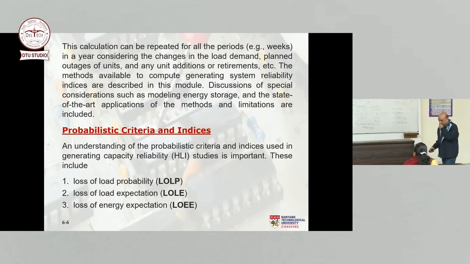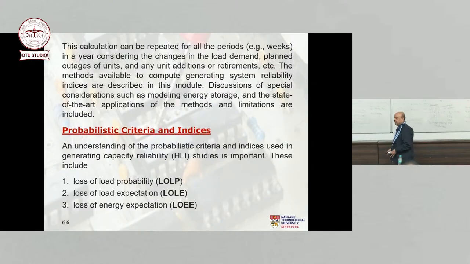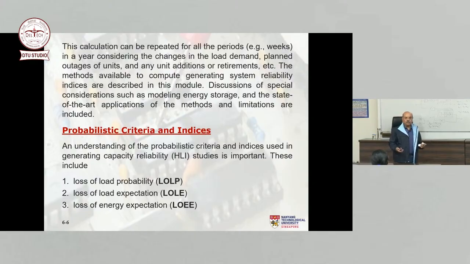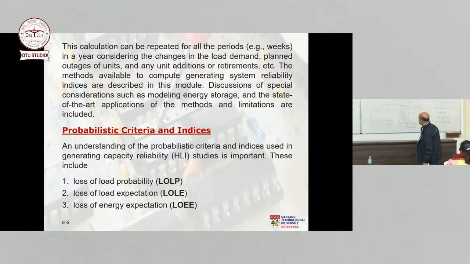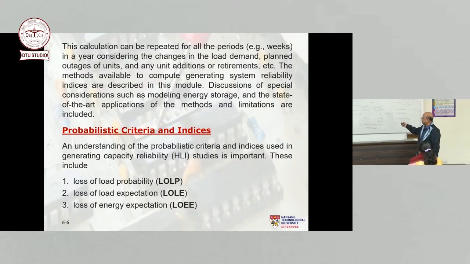So we can repeat that calculation for weeks, we can repeat it for months, we can repeat it for years. And depending upon the load model, are we using the hourly loads? Are we using the monthly loads? Are we using the daily loads? Accordingly we will be able to get the reliability indices and so on. So the probabilistic criteria that we use for generation system reliability and the most popular indices, I just want to elaborate first before we look at how we calculate these indices.